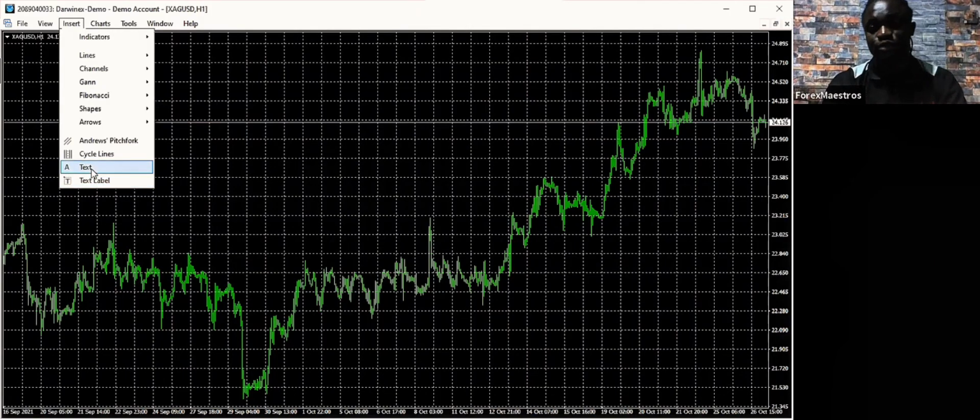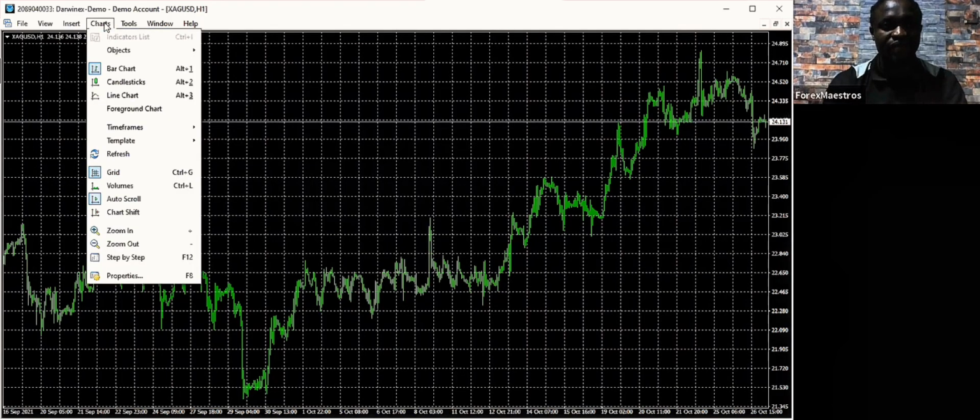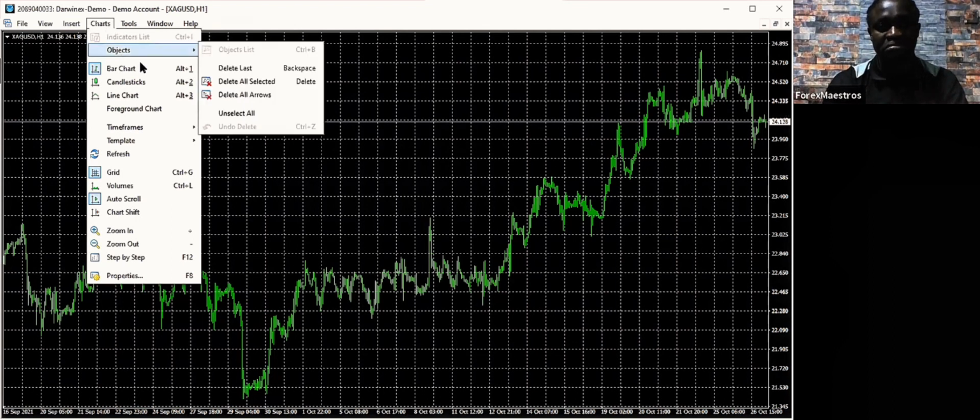Say you've done your analysis. You want to write something about this chart. After doing my analysis, I can use my text, or I use my text label. I want to label a particular candle or a particular stick on the chart. I do that. Then here I have my chart. I have my object, okay? I want to delete last, delete all selected, delete all arrows.